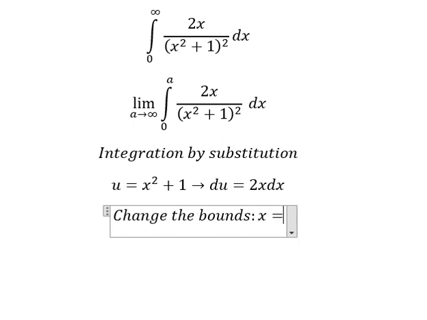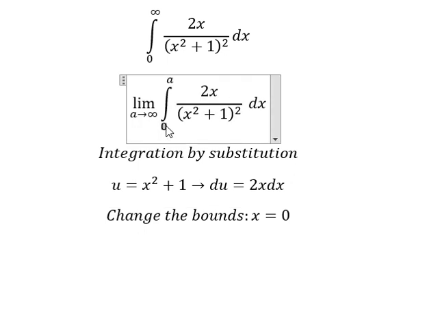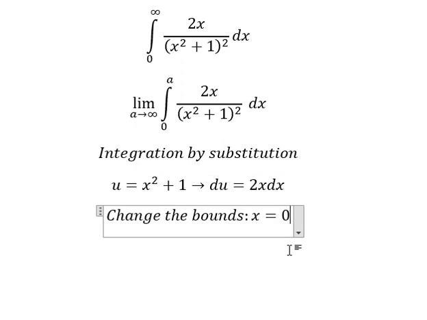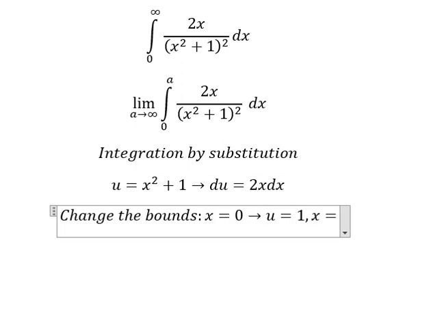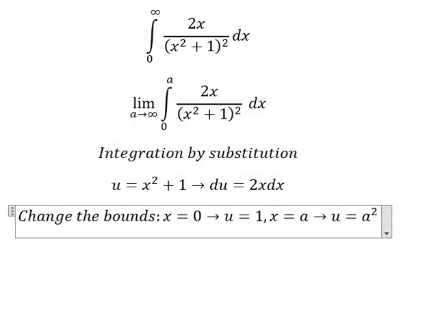When s equals 0, we put 0 here to find the value of u. So u equals 1. When s equals a, we put the value of a here. So u equals a squared plus 1.